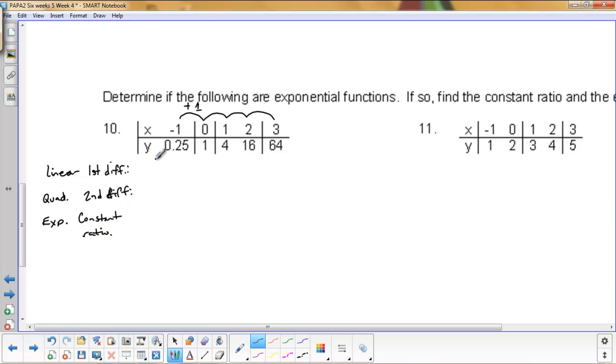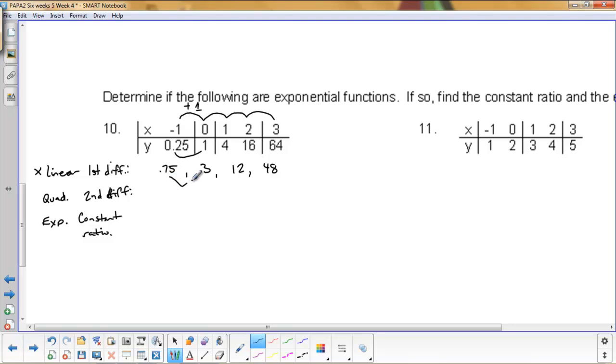So let's do some work here on the first difference. From 1 to 0.25, the difference is 0.75. 1 to 4 is 3. 4 to 16 is 12. And 64 to 16 is 48. The first difference is not constant, so that means it is not linear.